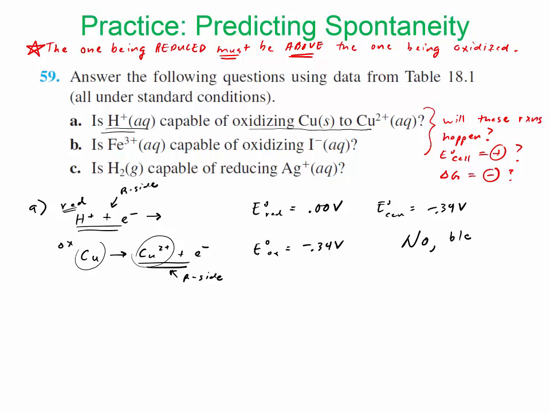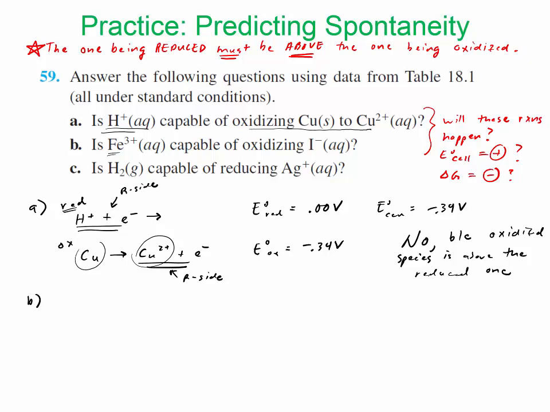Because the copper, or the one being oxidized, we'll write it more general, because the oxidized species is above the reduced one.